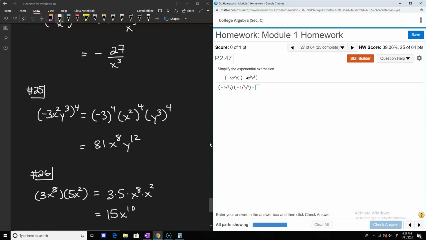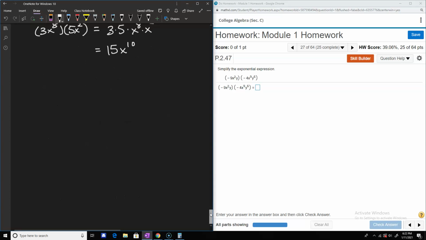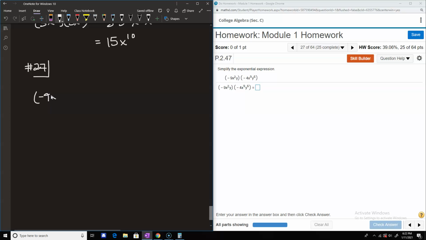And then we've got something similar going on here with 27. So for number 27, we have minus 9x squared y times minus 4x to the 9th y to the 6th. So again, let's start. Basically, we're going to have 3 groups of things. We're going to have our regular numbers, our x's that we're going to group together, and then our y's. So let's just kind of rewrite the order here. We've got -9 times -4. We've got x squared times x to the 9th, and then we'll list our y's. Y times y to the 6th.